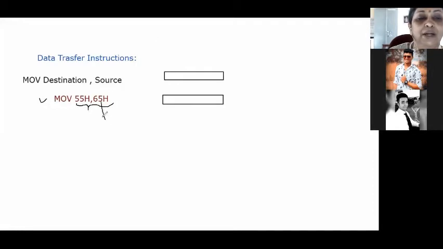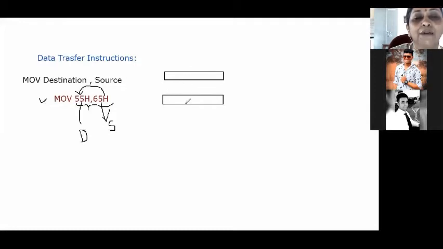So this particular address, which address is it, source or destination? At least you can tell that. This is the source address. This is the destination address. So in this case, the data at memory location 65 hexadecimal is treated as the source, and this data will be transferred to the destination, that is memory location with address 55 hexadecimal.